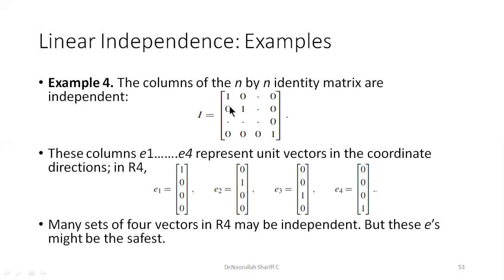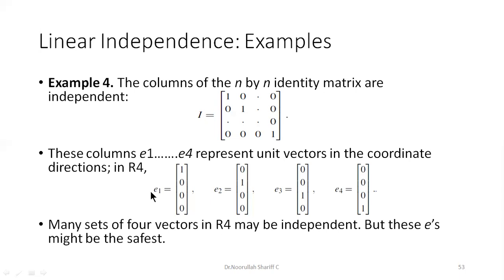That is, E1 is equal to 1, 0, 0, 0. E2 is equal to 0, 1, 0, 0. E3 is equal to 0, 0, 1, 0. E4 is equal to 0, 0, 0, 1. So we are just considering here n by n, but later taking an example corresponding to 4 by 4 only. Okay, this is n by n, and this is 4 by 4.